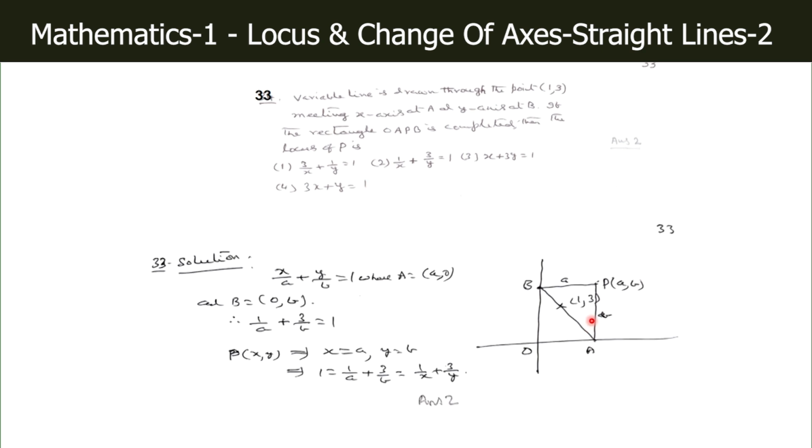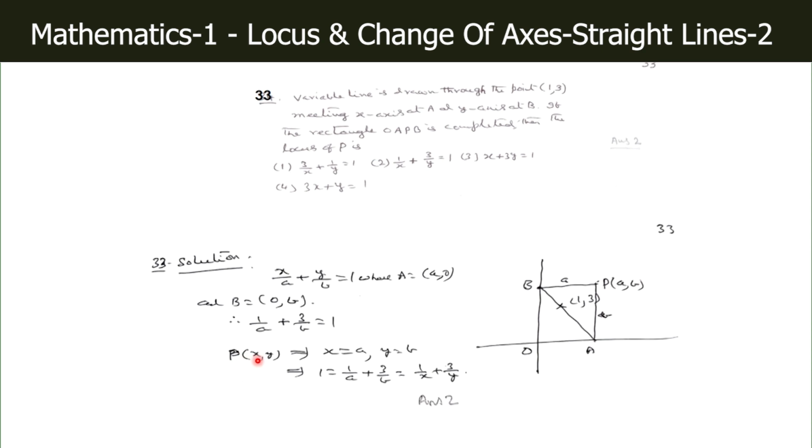Now, a line through the point (1, 3) is drawn meeting the x-axis at A and the y-axis at B. See the figure. Suppose the equation of the line is in intercept form, x by a plus y by b equals 1. Since it passes through (1, 3), we have 1 by a plus 3 by b equals 1.